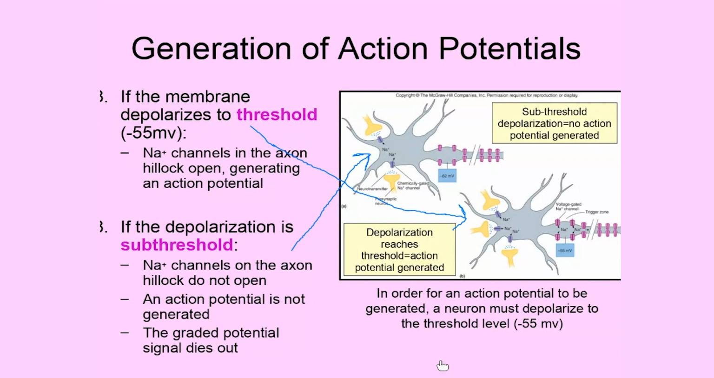And that's going to happen again because with a low intensity stimulus, we don't have as many sodium channels opening. We don't get the same level of depolarization. It's the subthreshold, and that graded potential just dies out without causing an action potential that's going to alert the rest of the body to what's actually going on.